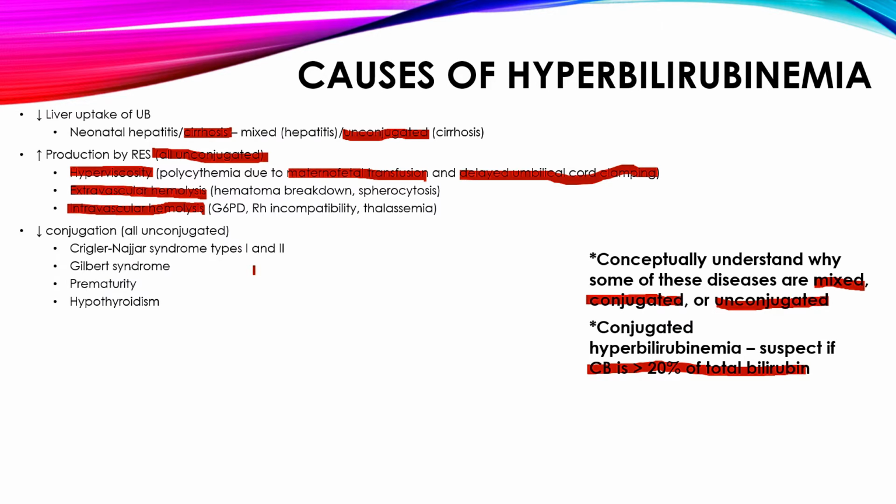Next is decreased conjugation itself. So that's pretty self-explanatory. If you can't conjugate, you're not going to have conjugated bilirubin. You're going to have an excess of unconjugated bilirubin, and you have jaundice and a problem. You look like the Simpsons. So, Crigler-Najjar type 1 and 2. We talked about Crigler-Najjar a little bit in the introductory question that we started off with. And remember that that's a complete deficiency of the UDP glucuronyltransferase. And type 2 is a little bit less of it. It's not as severe as type 1 because there's some activity of the enzyme left, but it still can cause an unconjugated hyperbilirubinemia.